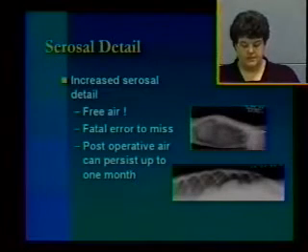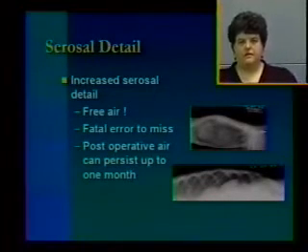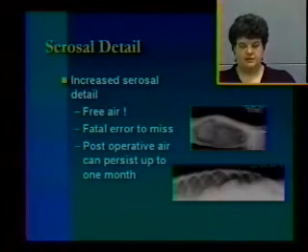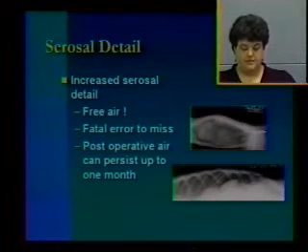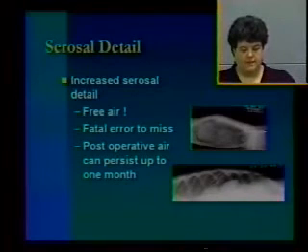So, increased serosal detail. You can see the top one is a cat that actually has air outlining all of its abdominal organs. That's what causes increased serosal detail, because you now have a means of producing contrast in a primarily soft tissue and fat body cavity. Again, it's a fatal error to miss it in the dog that's vomiting, because it means they probably have peritonitis, or at least they have a rupture that is going to progress to peritonitis. And just a reminder that postoperative air can persist for up to a month.